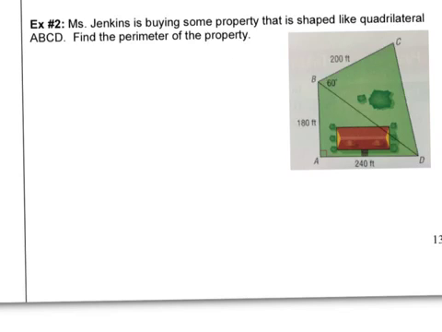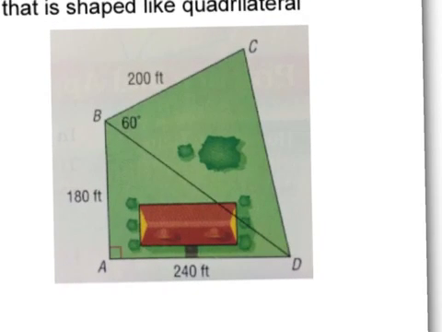Okay, this problem says that Miss Jenkins is buying some property that is shaped like the quadrilateral ABCD over here. Find the perimeter of the property. That's all they want. They want the perimeter. So I'm going to let you think about this for a little bit.